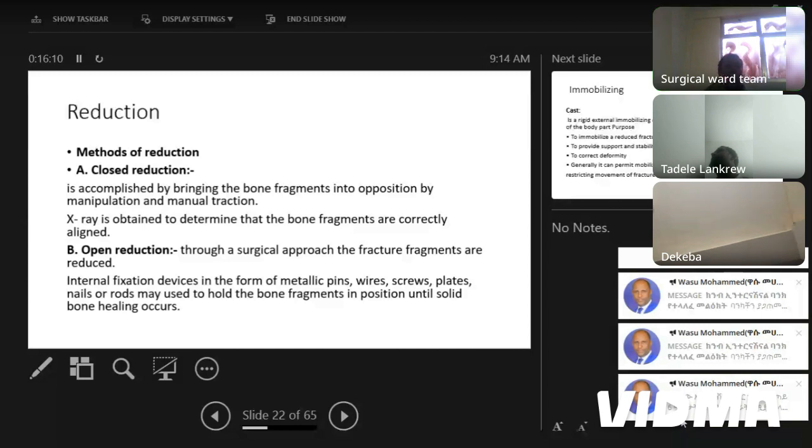The second one is open reduction through a surgical approach. Fractures are reduced with internal fixation. For fixation, as we know, we may use metal inserted into the bone to immobilize the bones. This is the material which we use during open reduction.